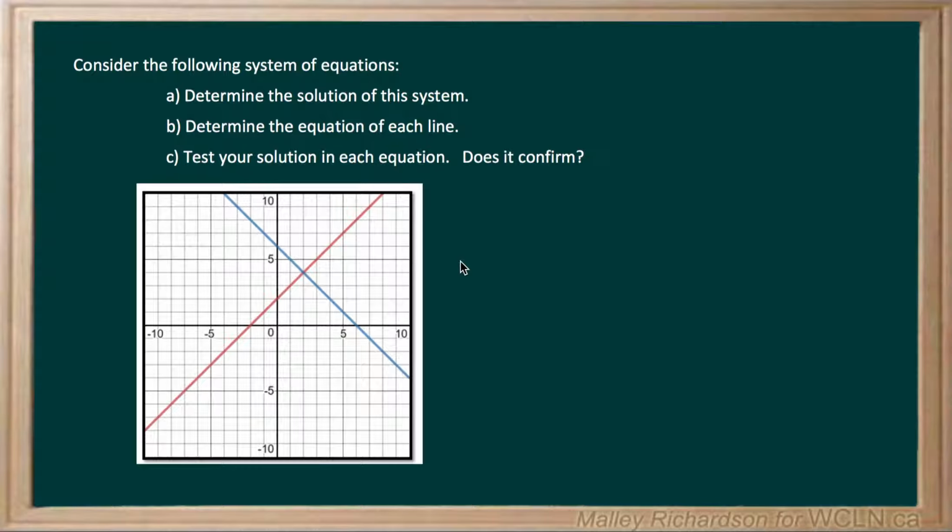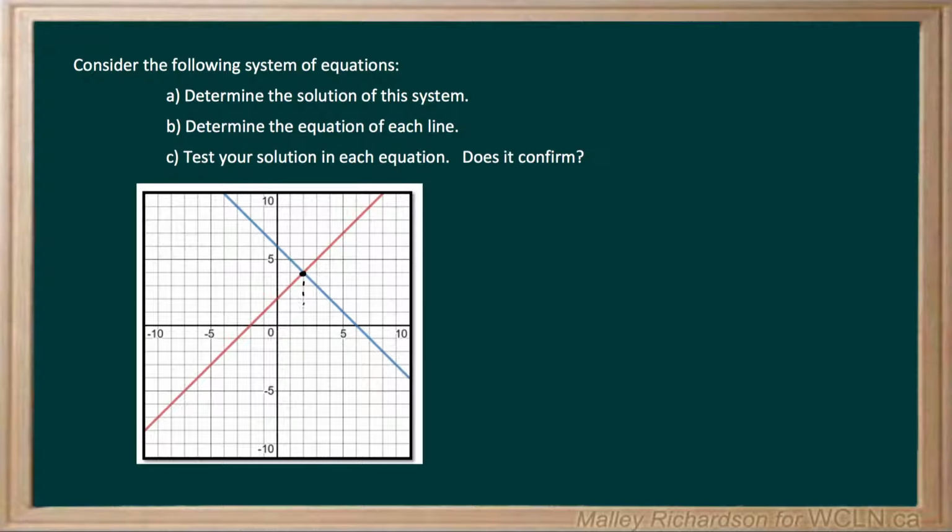Because it contains two different lines, that means we're going to have two different equations, making it a system of equations. So let's look at our first question. We need to determine the solution of the system. To find the solution of the system, we simply have to see where our two lines intersect. So looking at our graph, we can see that the intersection point is right around here. Now we just need to find the x and y coordinate of it.